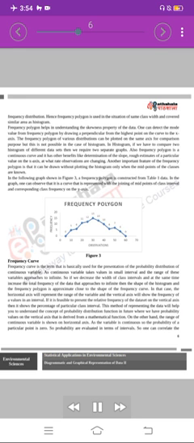Hence frequency polygon is used in the situation of same class width and covers a similar area as the histogram. Frequency polygon helps in understanding the skewness property of the data. One can detect the mode value from the frequency polygon by drawing a perpendicular from the highest point on the curve to the axis. The frequency polygon of various distributions can be plotted on the same axis for comparison purposes, but this is not possible in the case of histogram.